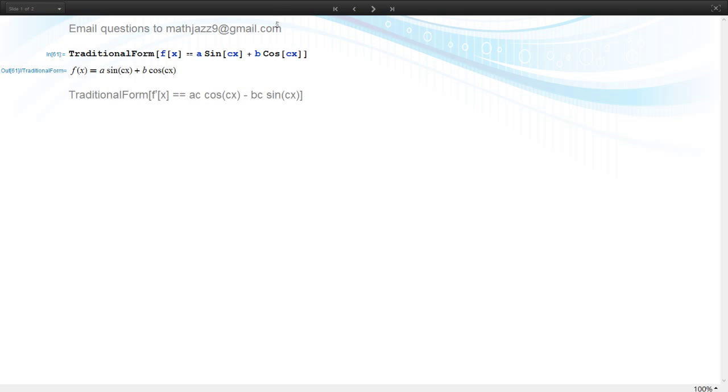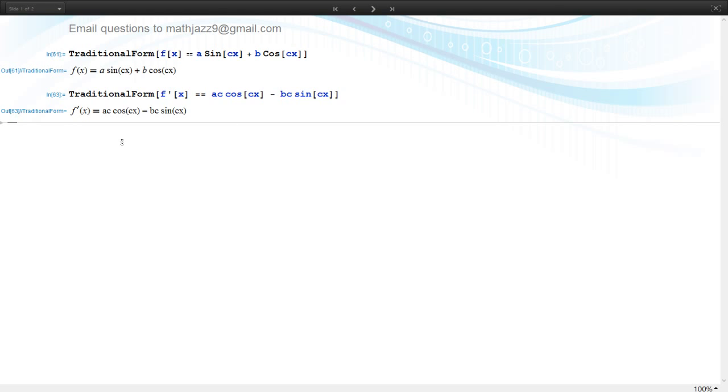Oh, it's a text box, so it doesn't execute code. There we go. It also needs these to be square brackets to treat it like a function. There we go.